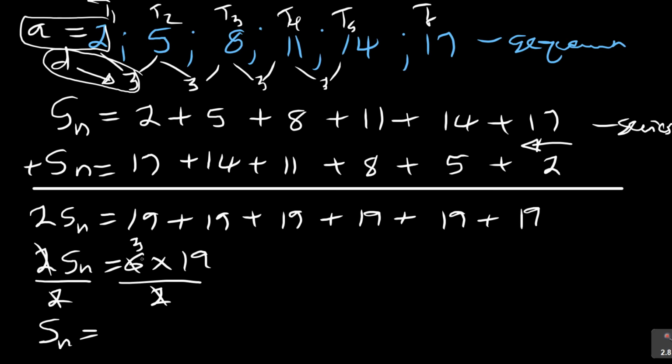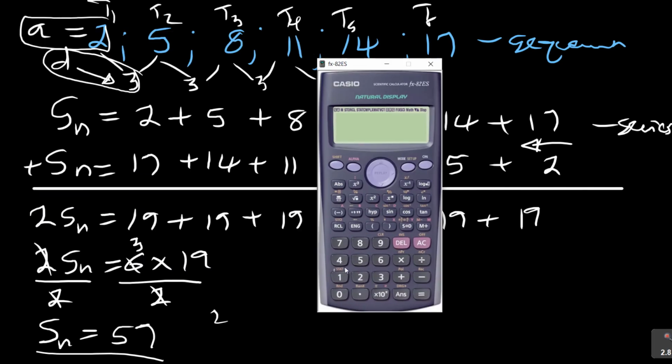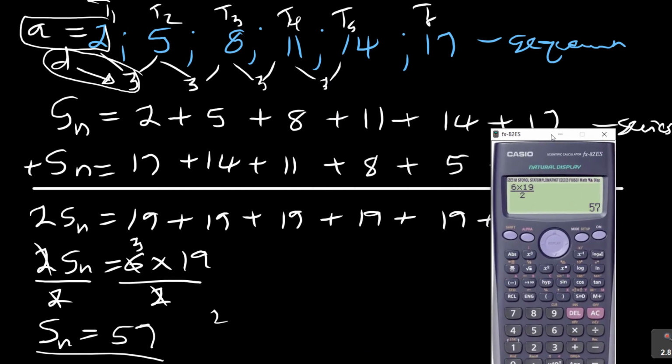And then it will be 6 times 19 divided by 2, which is 3 times 19: 3 times 9 is 27, 7 carry 2, it will be 57. I think it will be 57, but we can quickly check that. So this is in a way the first part I'm trying to explain now: how this went about. 6 times 19 over 2 is equal to 57.